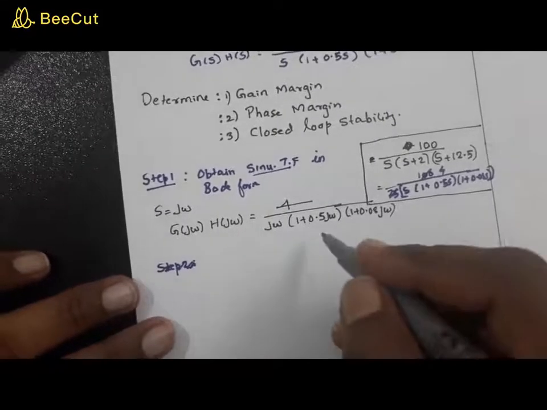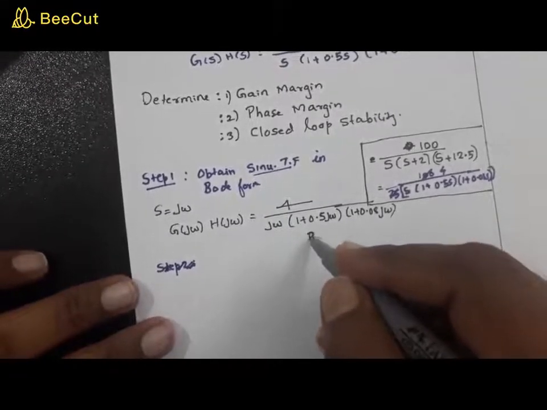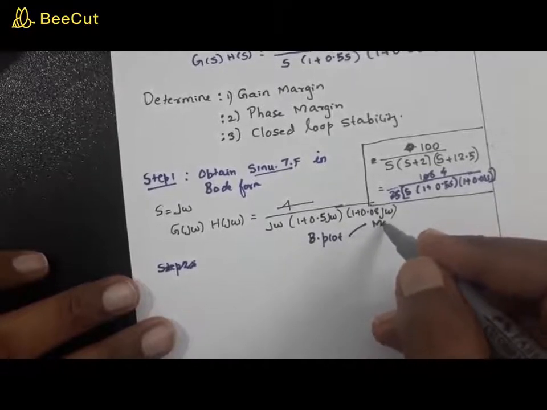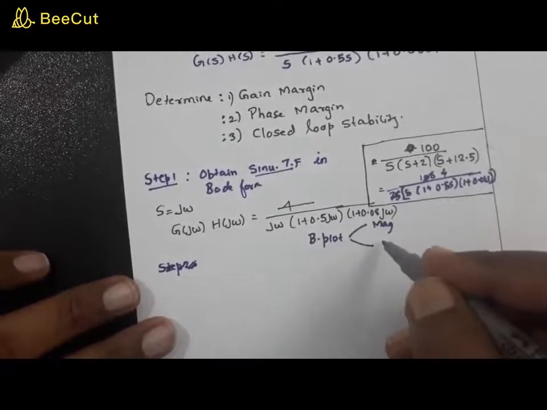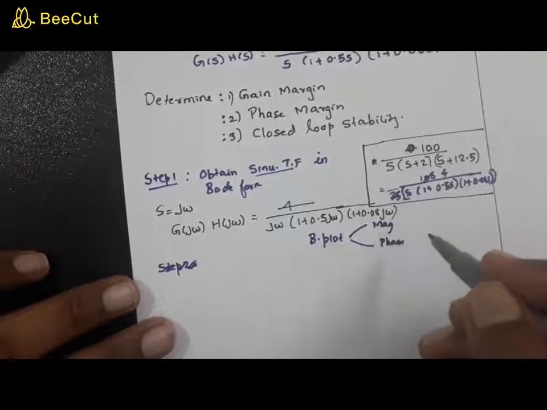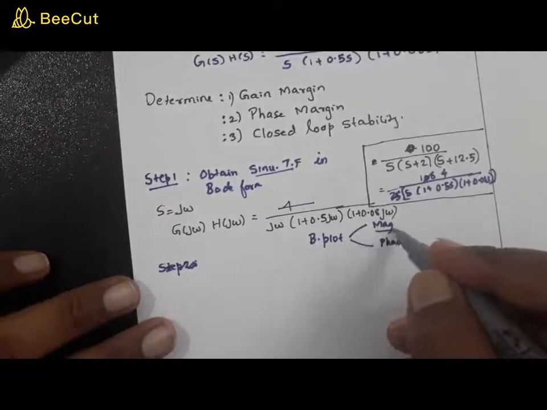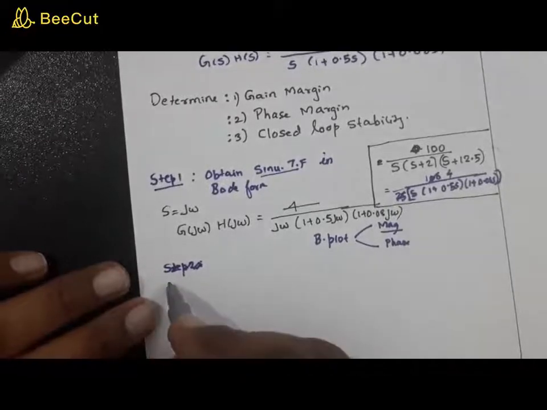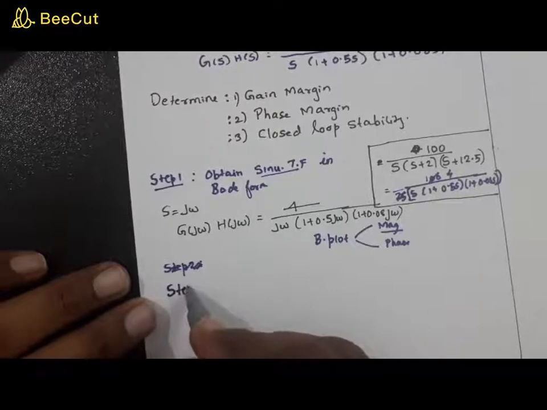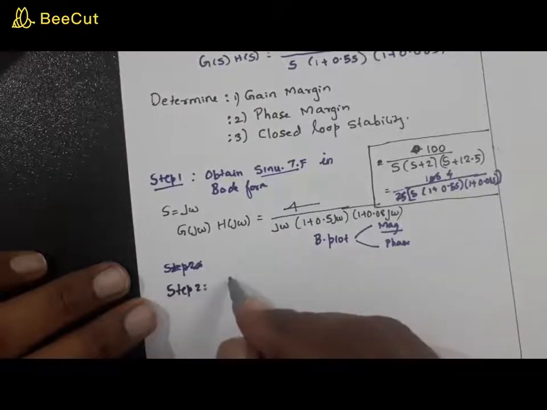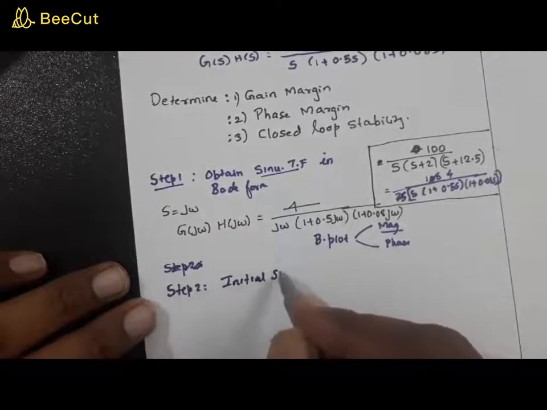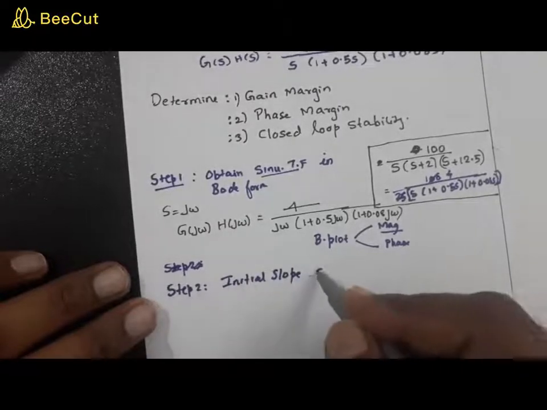Now, as I've already explained yesterday, the Bode plot consists of two plots, that is the magnitude plot and the phase plot. So first of all, our intention is to find out the magnitude plot. In order to plot the magnitude plot, there comes step 2, which is actually the initial slope of the Bode plot.